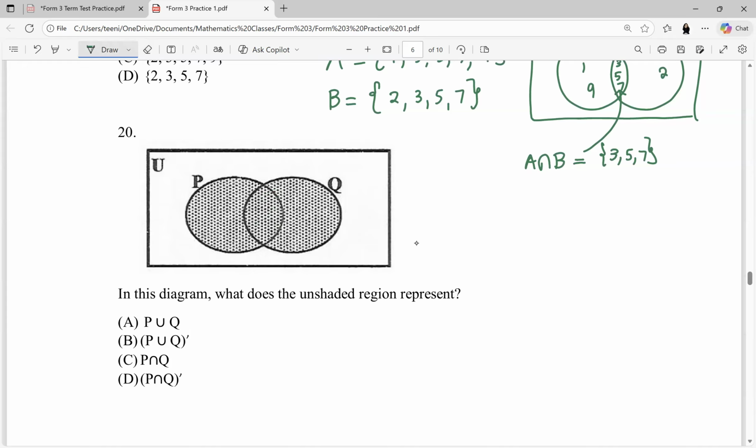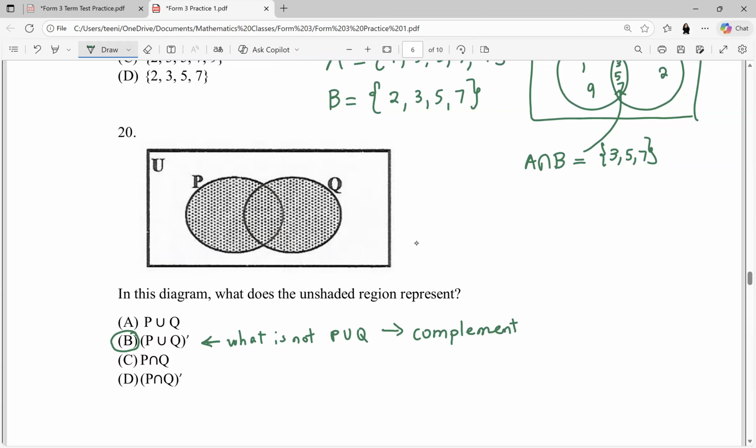And we use this symbol over here. It's called the complement to represent that. So this literally means what is not in the union of P and Q, right? And the formal phrase is the complement of P union Q.